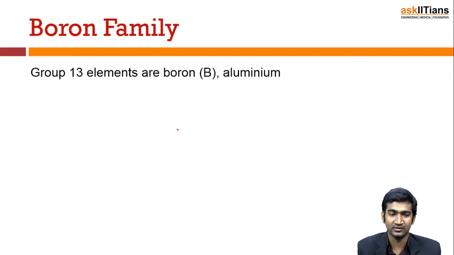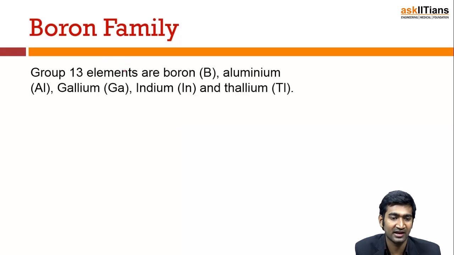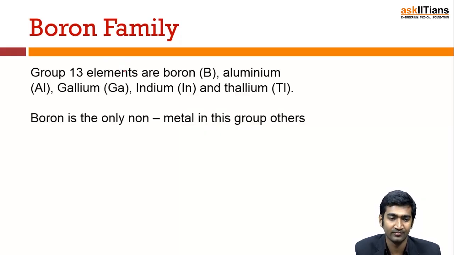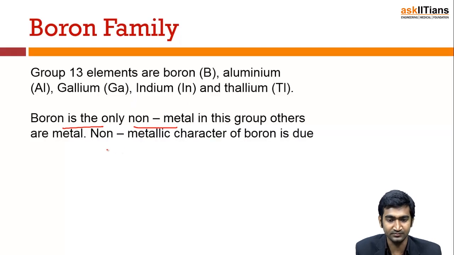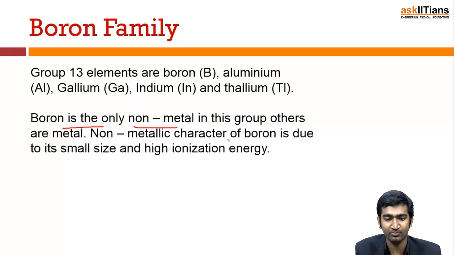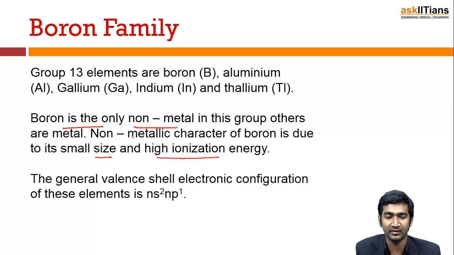So, boron family. Now, group 13 elements. Firstly, they are boron, aluminium, gallium, indium and thallium. Boron is the only non-metal in this group. All the others are metals. And the non-metallic character of boron is due to its small size and high ionization energy. It is very small in size, due to which it is a non-metal.